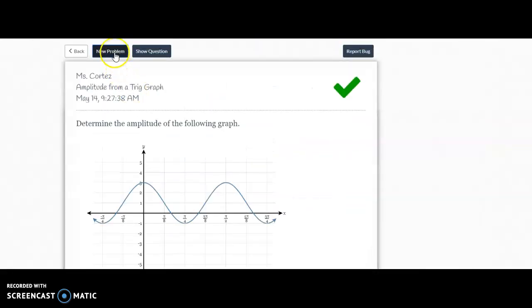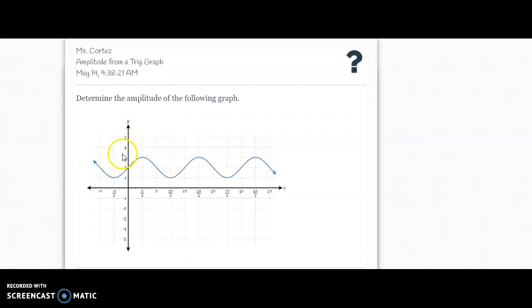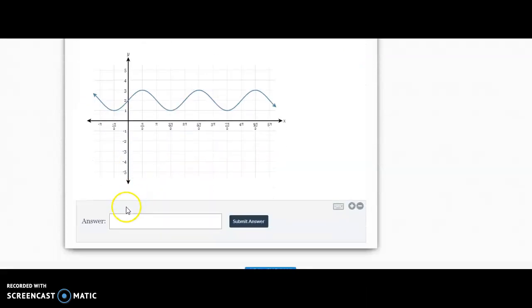So let's try another one. Here, determine the amplitude. Again, we got to find the height from the maximum point to the minimum. The maximum point is at 3. I'm looking at the y-axis. And the lowest point is at 1. So that has a height of 2. So if the height is 2, the amplitude is half of that, so the amplitude is 1.